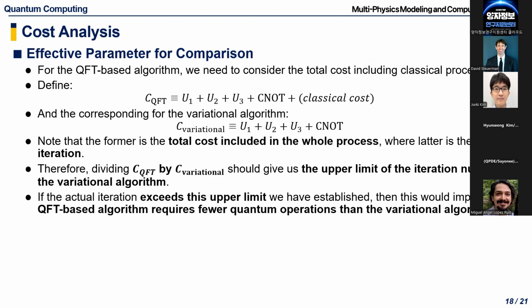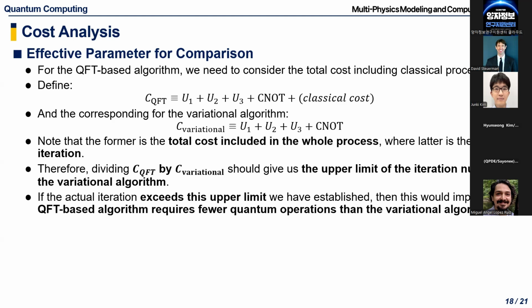And additionally, since the QFT-based algorithm includes classical operations, we implemented an effective parameter that includes the number of basis quantum gates, the U1, U2, U3, and CX gates, and the classical operations for the QFT. And the corresponding parameter for the variational algorithm simply counts the number of basis quantum gates per iteration.